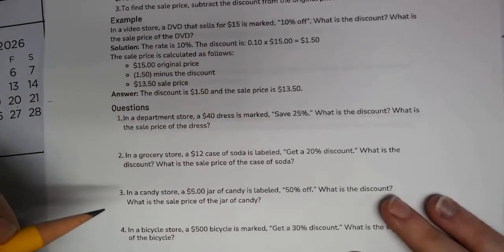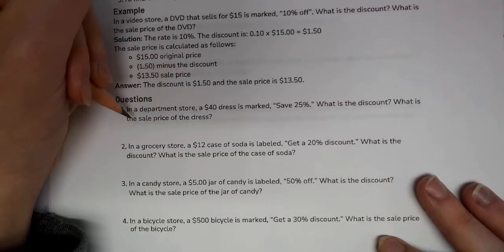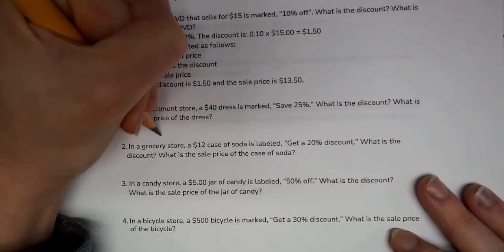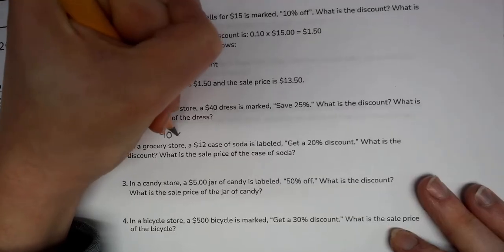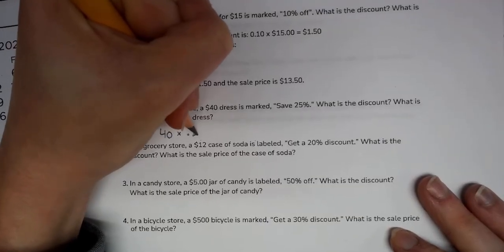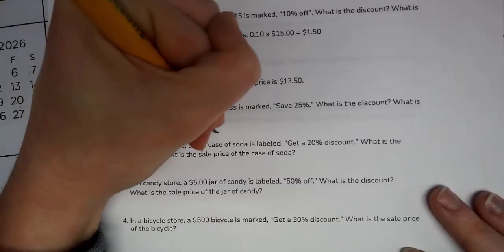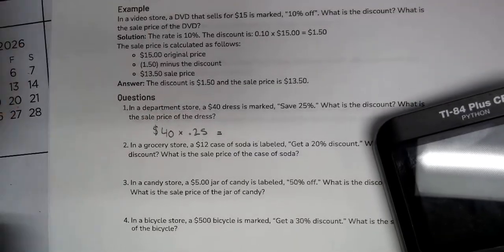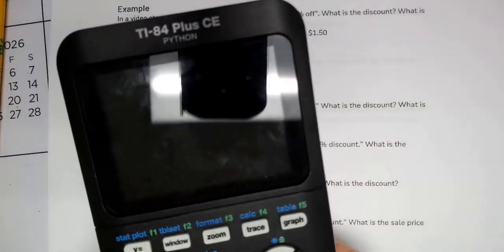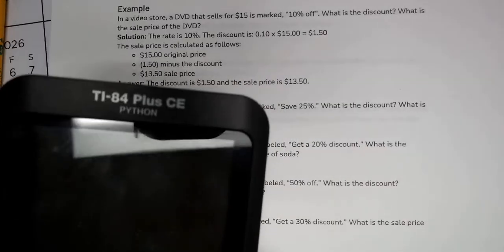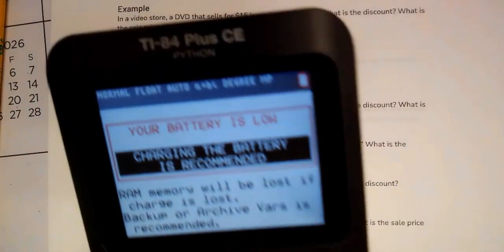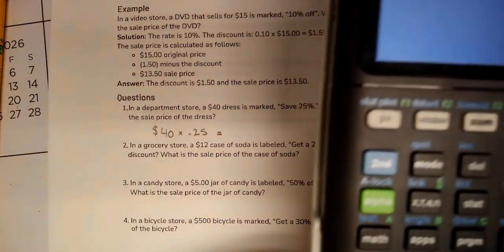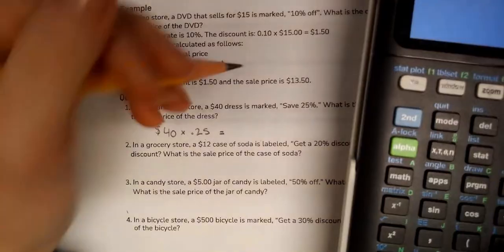So we're going to work on question 1 together. In a department store, a $40 dress is marked save 25%. The first thing I'm going to do is multiply that 40 by 0.25, that 25%, to find out how much we're taking off the dress. I'm just going to add a dollar sign so we all know which is which. So we've got 40 times 0.25, and that's 10.